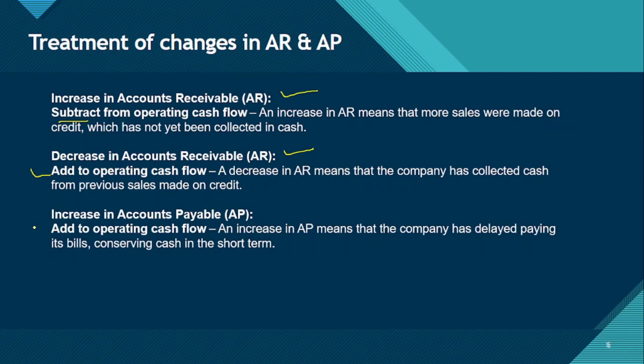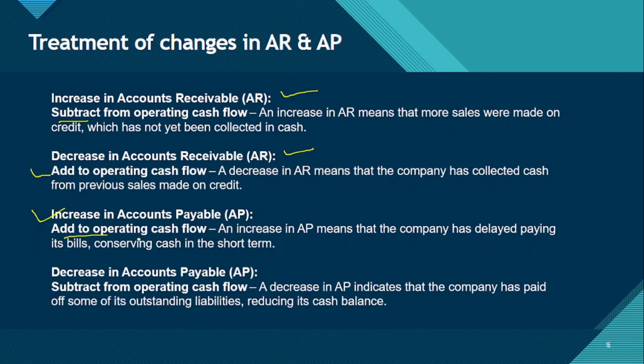At the same time, if there is an increase in account payable, that means the purchases we made which are not paid, there is a positive impact on the statement of cash flow, so we add it to operating cash flow. If there is a decrease in account payable, it means the previously purchased transactions are paid now. That means there is a negative impact on the statement of cash flow, so we deduct it from the operating cash flow.